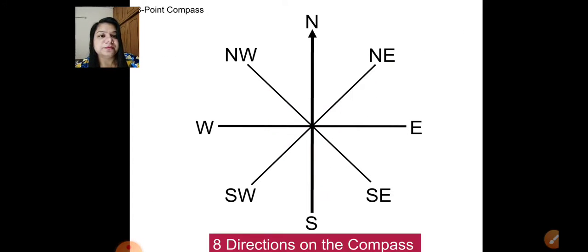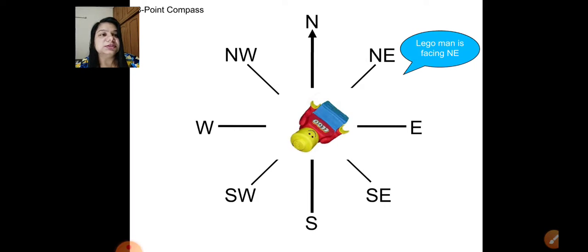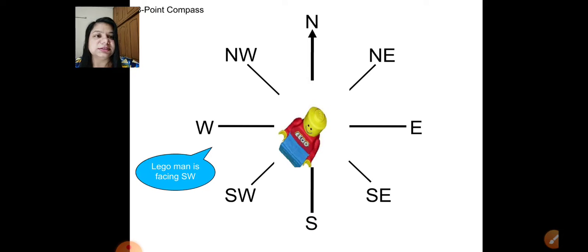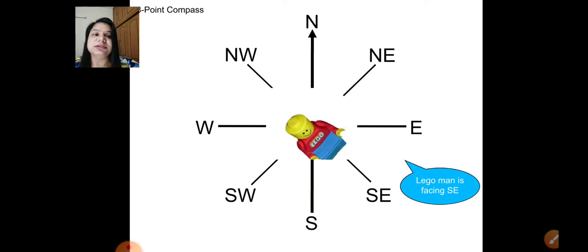Okay. Now this is a direction on our compass. Now just check again, if the legoman we have to face northeast. So legoman is facing northeast now. Now it is in the direction northwest. Now the face of legoman is southwest and now southeast.